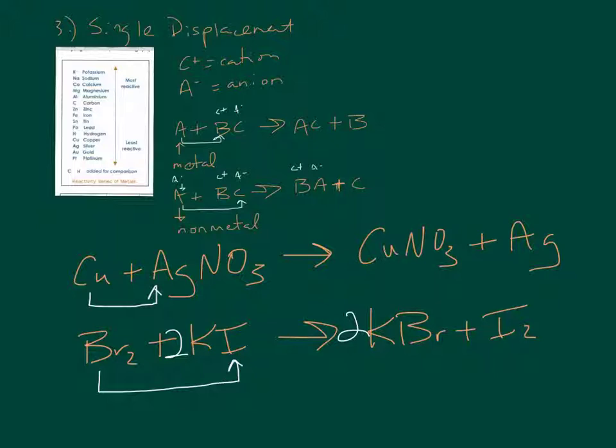Alright, so there you have examples of single replacement reactions where you have a metal for the element on the reactant side and a nonmetal for the element on the reactant side. You might think this is a little bit difficult, but as you do more and more of these, they will become second nature, and it really won't be that bad. Alright, now we're going to move on to double displacement or double replacement reactions.